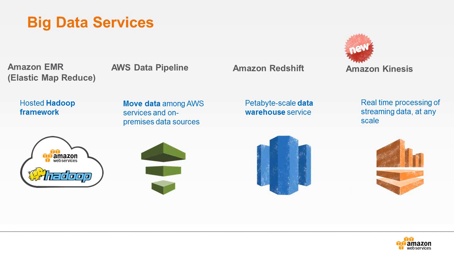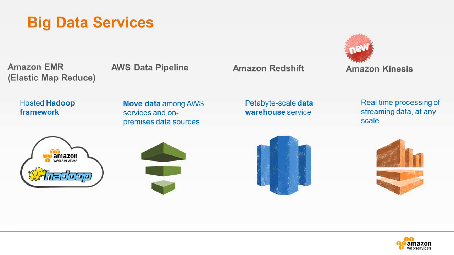Data Pipeline. Web services allow you to reliably process and move data between different AWS compute and storage services. Amazon Redshift. Fast, fully managed, petabyte-scale data warehouse service that makes it simple and cost-effective to efficiently analyze all of your data using existing business intelligence tools. It's optimized for data sets ranging from a few hundred gigabytes to a petabyte or more, and costs less than $1,000 per terabyte per year, a tenth of the cost of most traditional data warehousing solutions.